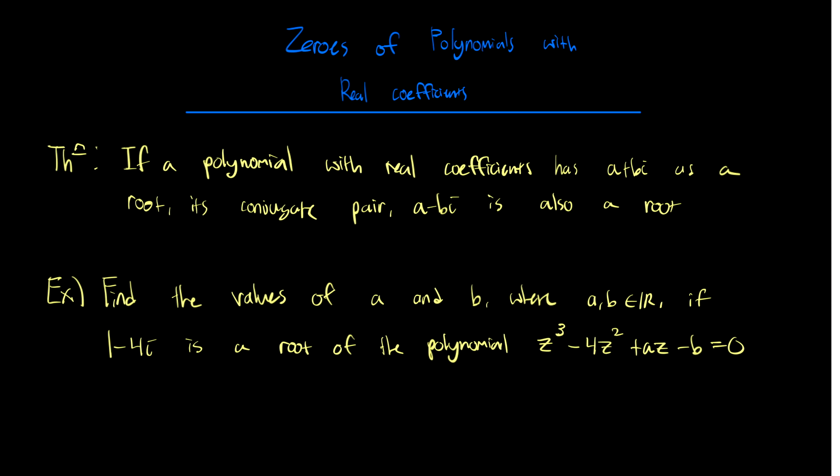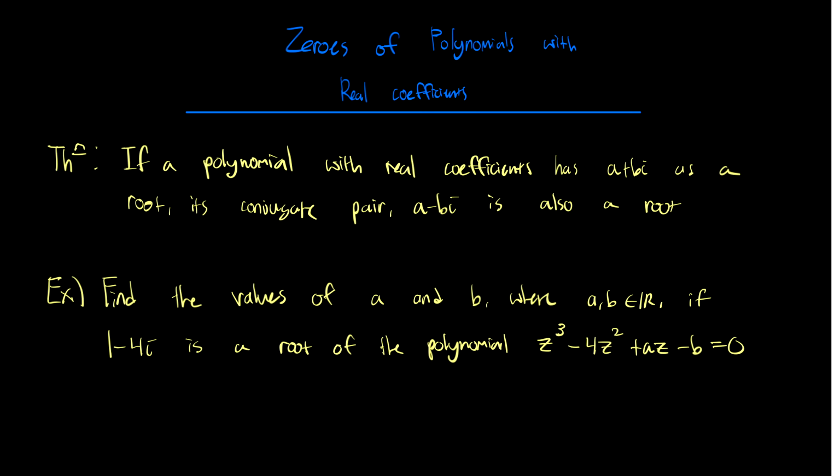Zeros of polynomials with real coefficients. Now, take a look at this theorem. If a polynomial with real coefficients has a plus bi as a root, its conjugate pair, a minus bi, is also a root, and this is true for all polynomials with real coefficients.